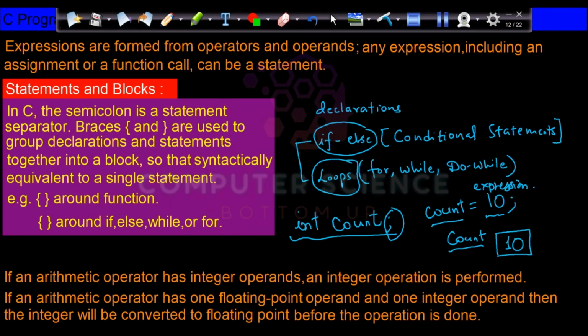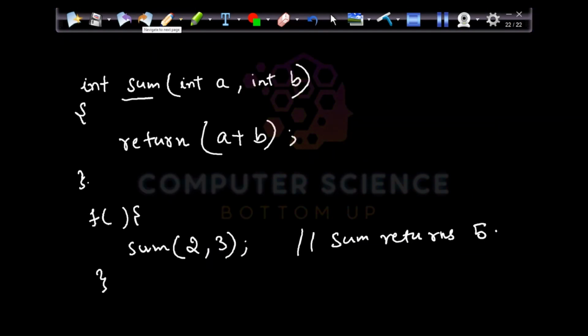Expressions are formed from operators and operands. Any expression including an assignment or a function call can be a statement. For example, look at this sum 2, 3. This is one statement, and it is a function call to sum, and this sum is returning after adding this 2 and 3.